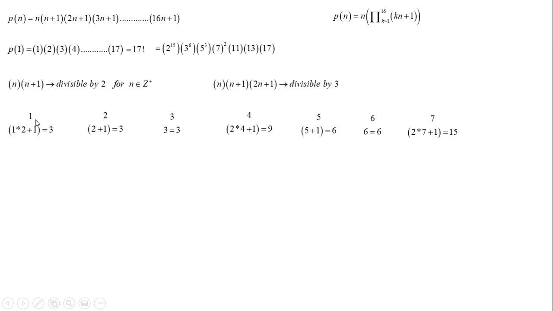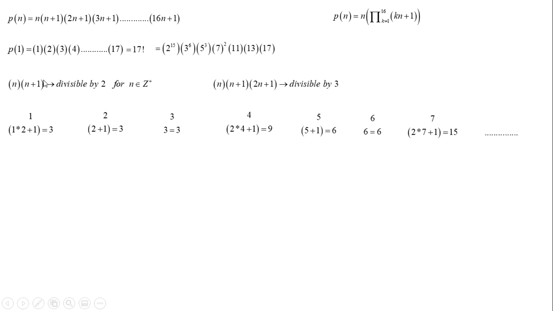4 will be the same as 1, 5 will be the same as 2, 6 will be the same as 3, and so on. 7 will be the same as 1. So for all n belonging to the positive integers, this sequence will continue. So in this way, we proved that n times (n plus 1) times (2n plus 1) is always divisible by 3. And you can notice that these are 3 consecutive values in our pattern Bn.